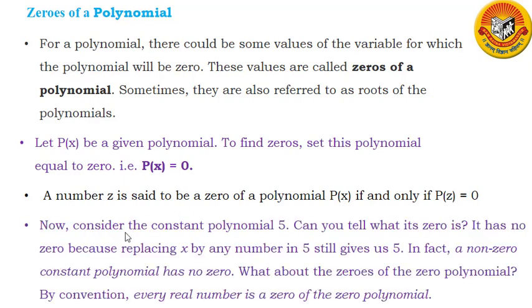Now let us see about constant polynomial and zero polynomial. So let us take an example of 5. Now can you tell me what is the zero of this polynomial? Zero means the value of x for which this whole expression will become 0. You will find that there is no value of x for which this becomes 0, because 5 means 5 into x power 0. You take any value of x, always you will get the result as 5 only. So for constant polynomials we have no zero, right?